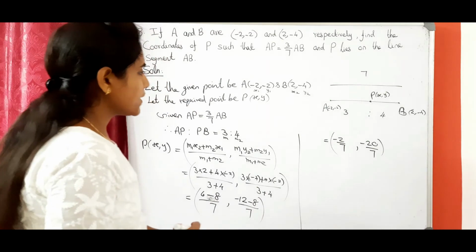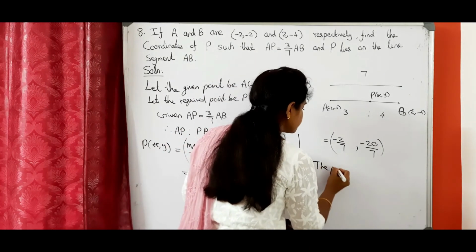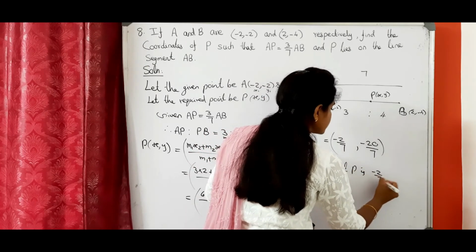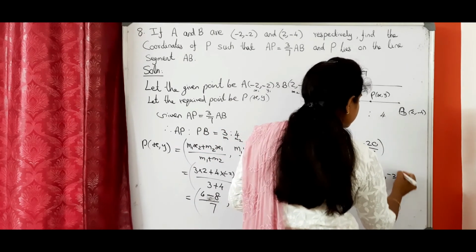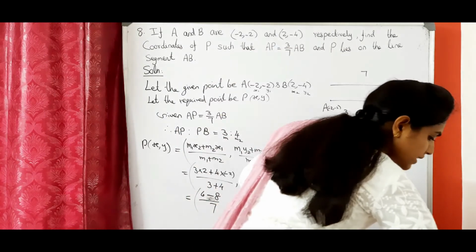Therefore, the point P is (-2/7, -20/7).